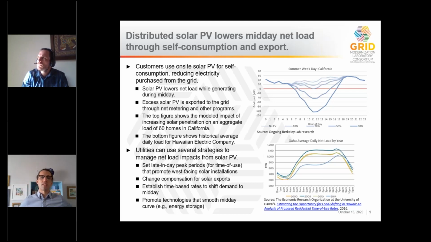While solar generation is not directly controllable, besides through curtailment, utilities can proactively manage its impact on net load in a few different ways. Some examples are using late in day time of use peak periods to promote west-facing solar, thereby shifting its peak production time, changing solar compensation to promote different sizing of installations, establishing time of use rates that promote shifting of consumption to periods of higher solar generation, and promoting other technologies that smooth the midday curve, such as dispatch using energy storage, which I'll discuss next. So next slide.